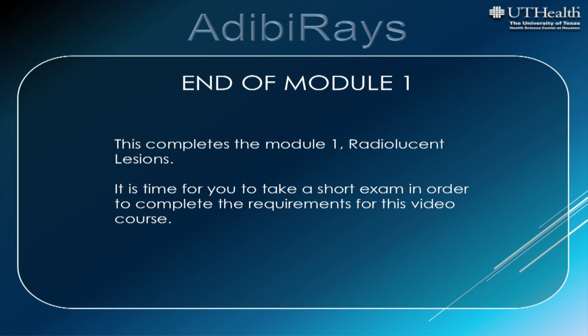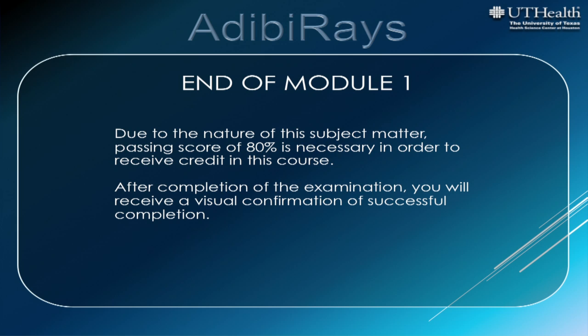This completes Module 1, Radiolucent Lesions. It is time for you to take a short exam in order to complete the requirement for this video course. Due to the nature of this subject matter, a passing score of 80% is necessary in order to receive credit in this course.